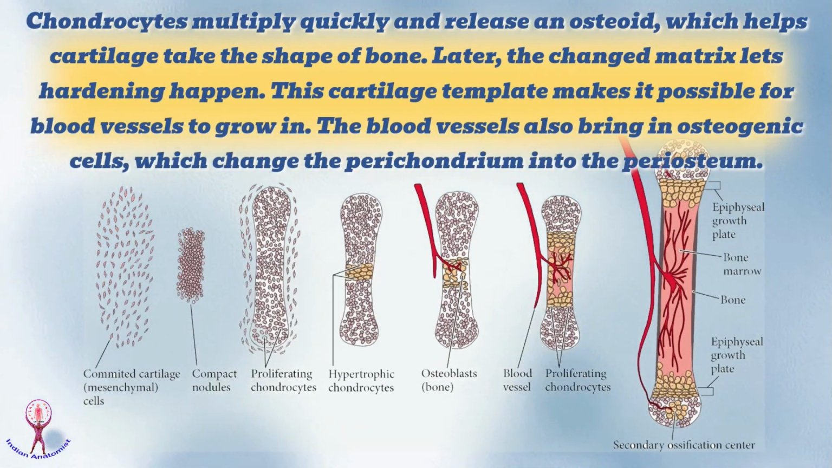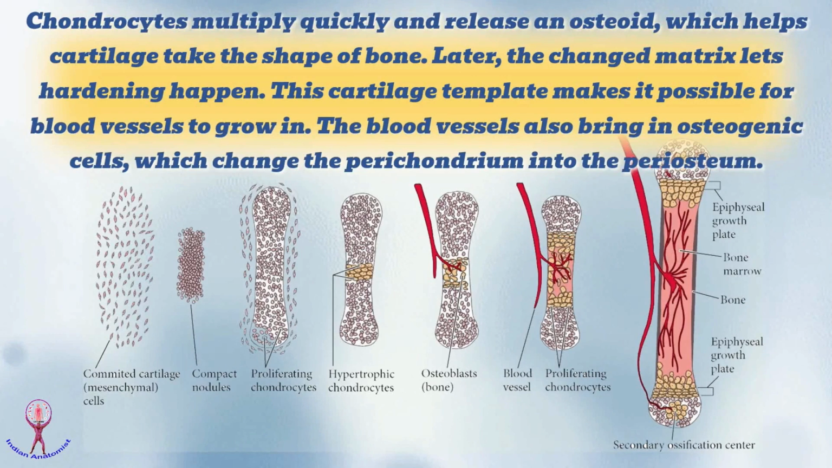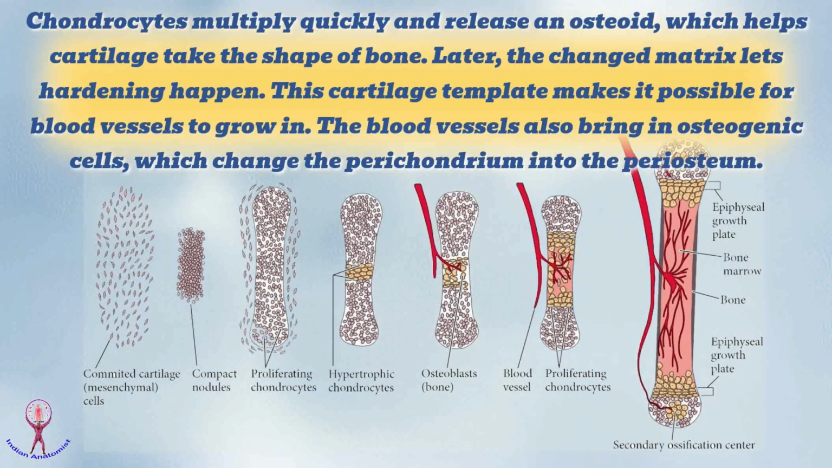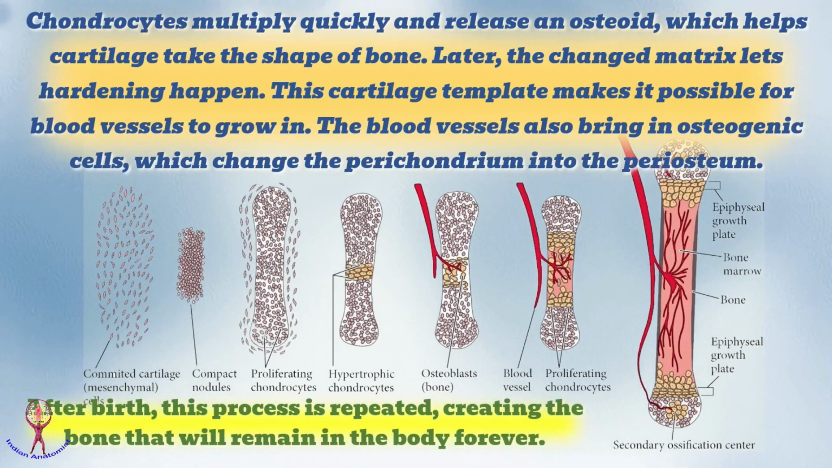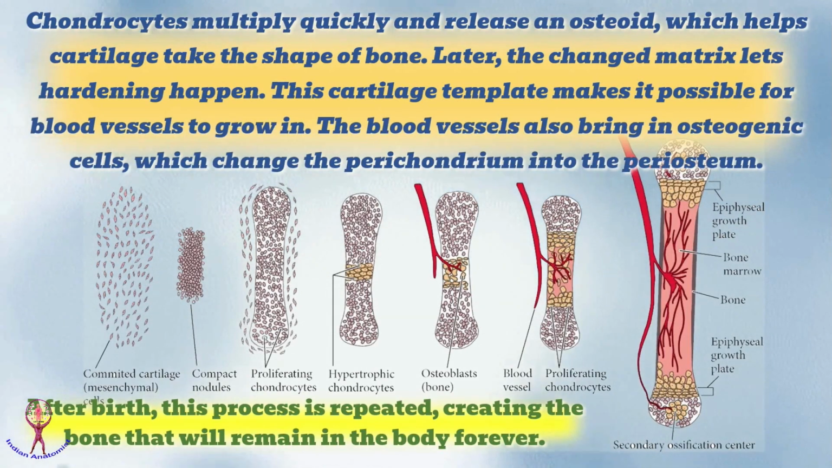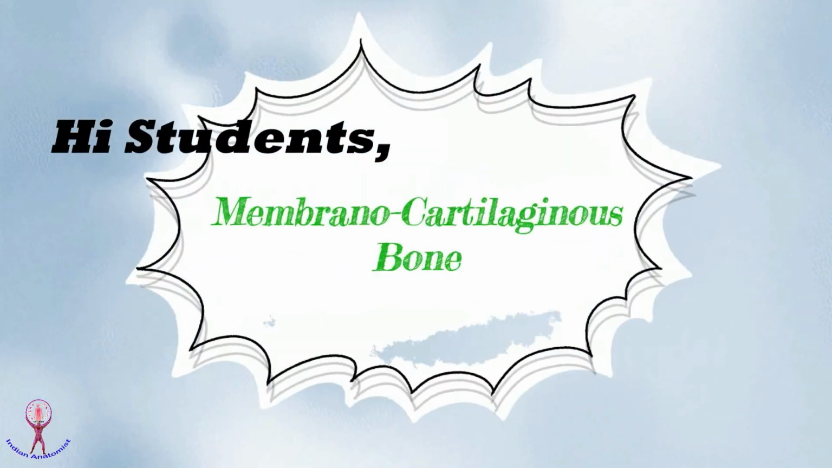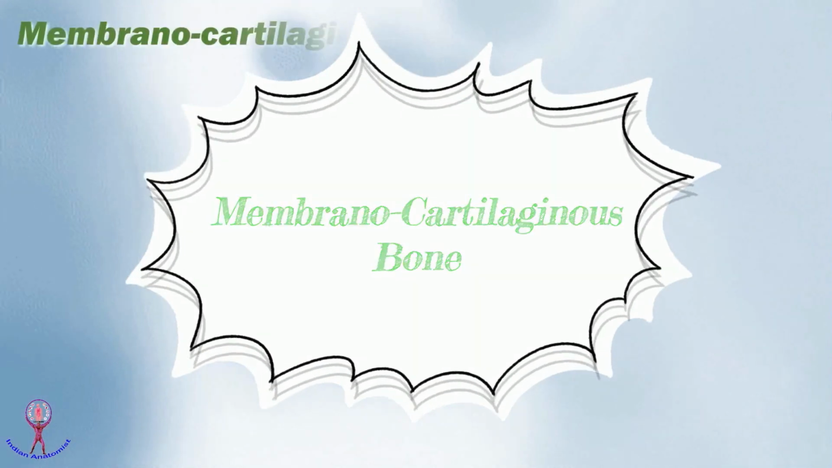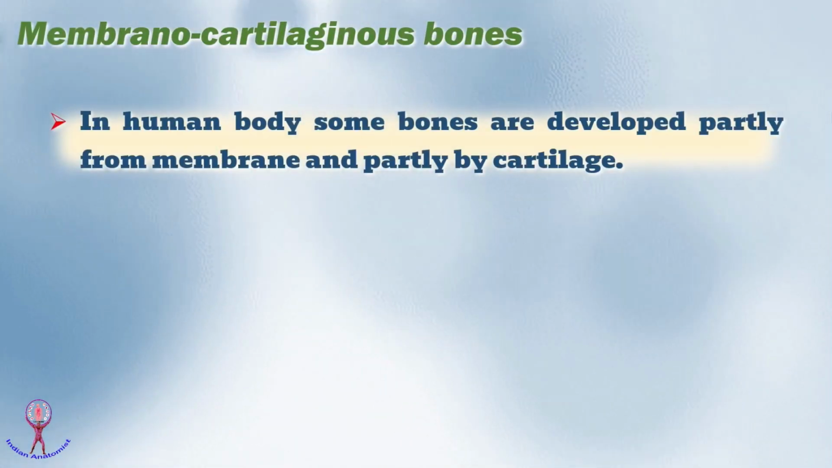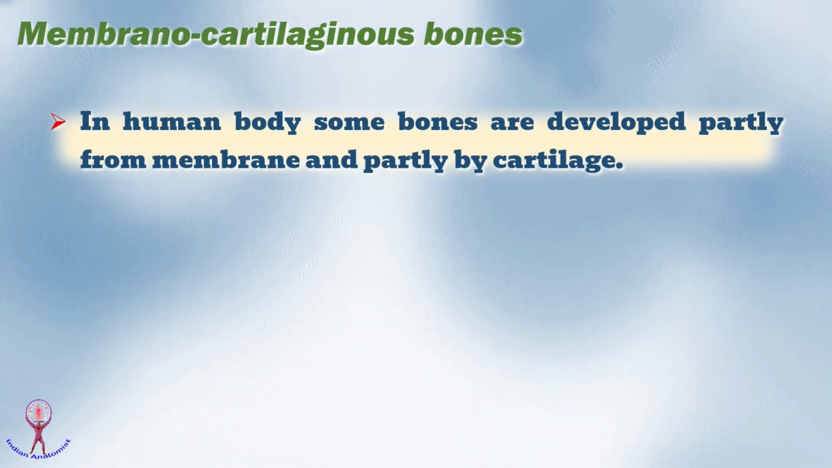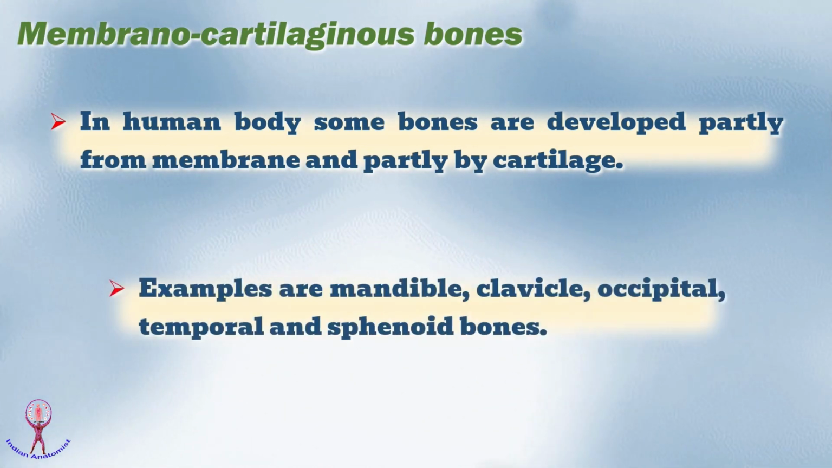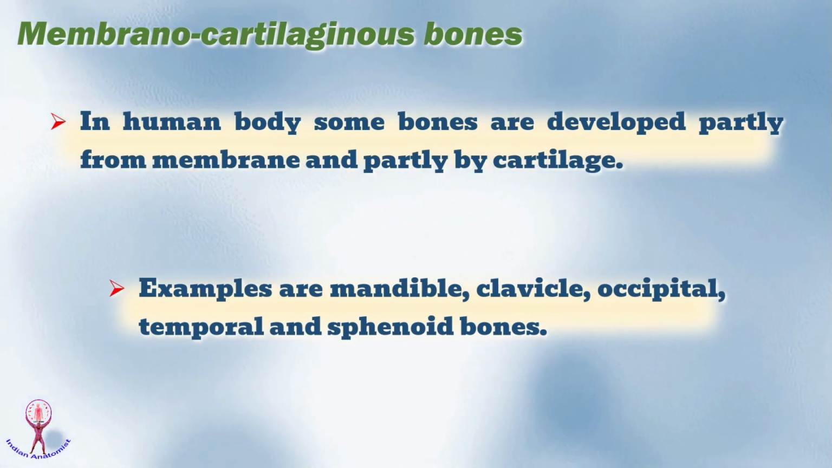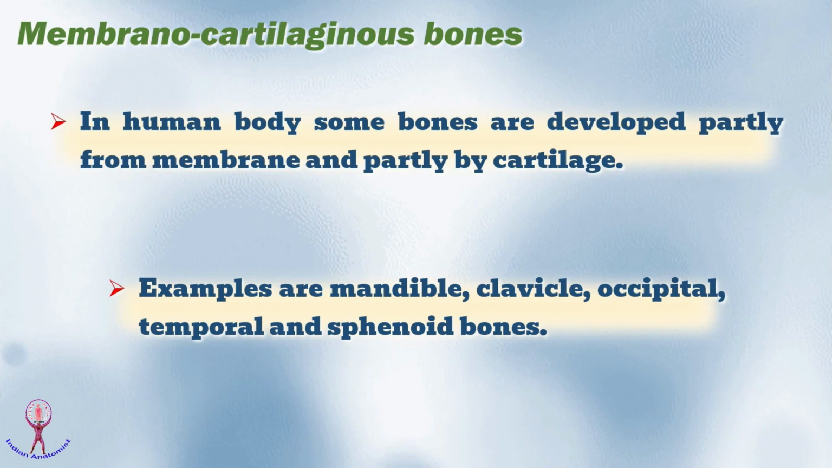This cartilage template makes it possible for blood vessels to grow in. The blood vessels also bring in osteogenic cells, which change the perichondrium into the periosteum. At last, after birth, this process is repeated, creating the bone that will remain in the body forever. Any idea about membranocartilaginous bone? In the human body, some bones are developed partly from membrane and partly from cartilage. Examples are the mandible, clavicle, occipital bone, temporal bone, and sphenoid bone.